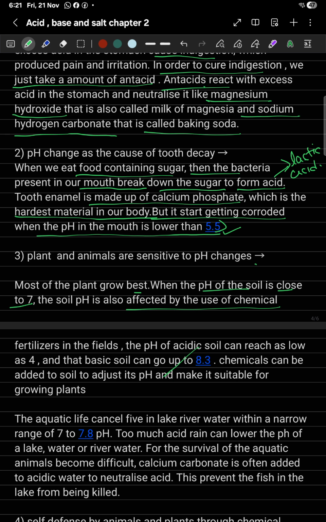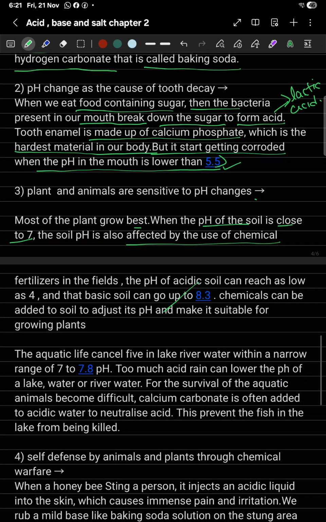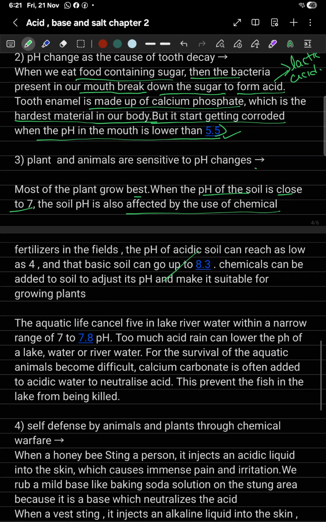We have to maintain this by adding an amount of acid or base. If basic soil is present, you control it by adding acid. And if the pH is 4, that means low pH, then you have to add an amount of base over there. So we maintain this with the help of an acid or base.